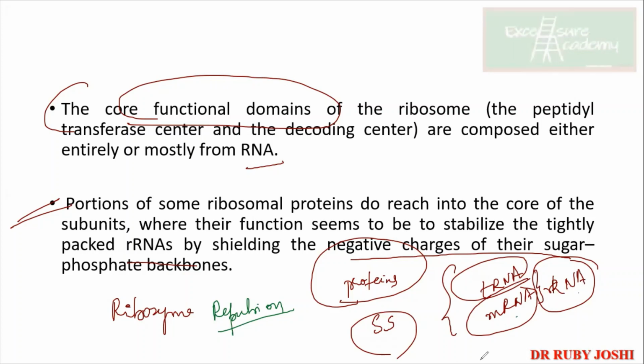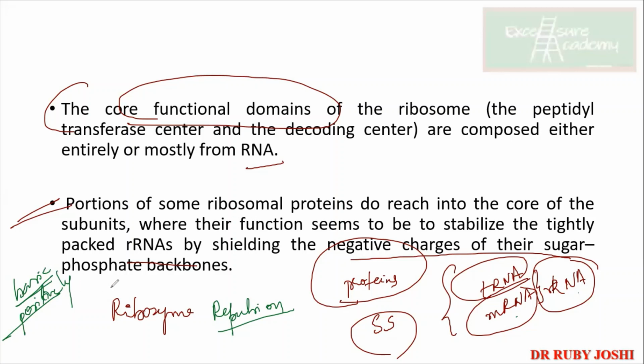So what idea should you get here? That all the proteins of the ribosomes are positively charged. Okay? Or you can say that they are rich in basic amino acids. So in future, if anyone asks you why the ribosomal proteins are basic in charge or positively charged mainly, then you should know the answer.